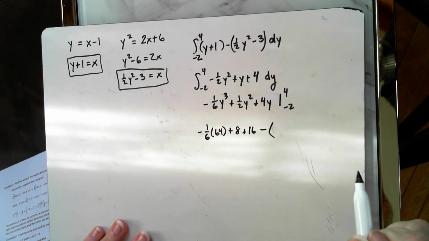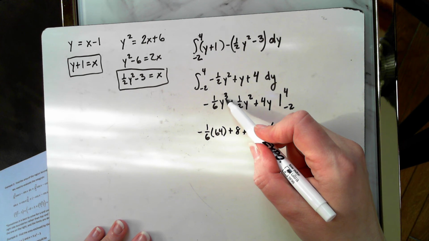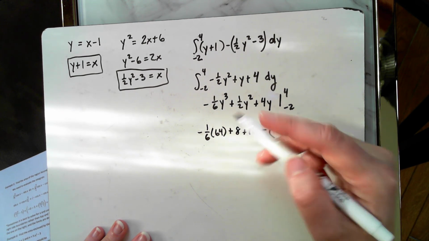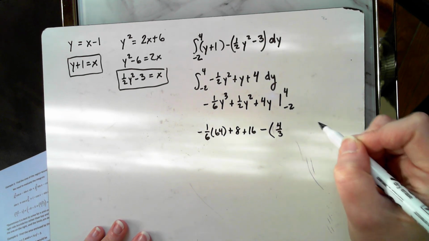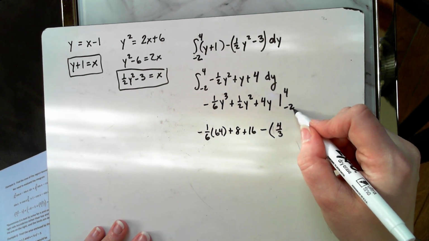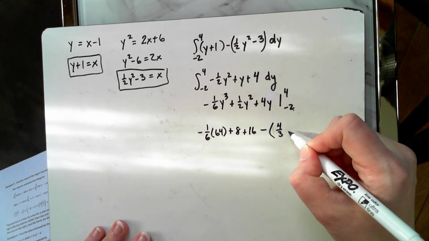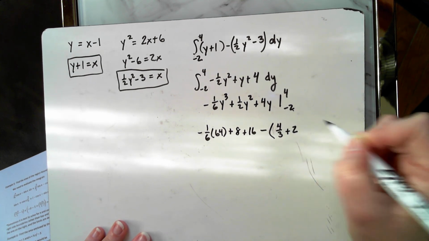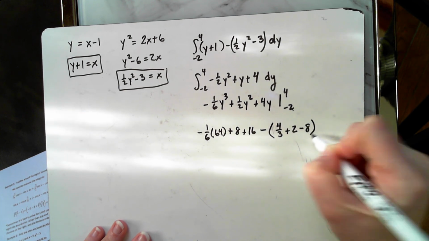This time I'm not going to forget my parentheses. -2 to the third power is -8 times -1/6 is 4/3. The negatives will cancel, and I reduced my fraction. -2 squared is 4, and half of 4 is 2. And -2 times 4 is -8.